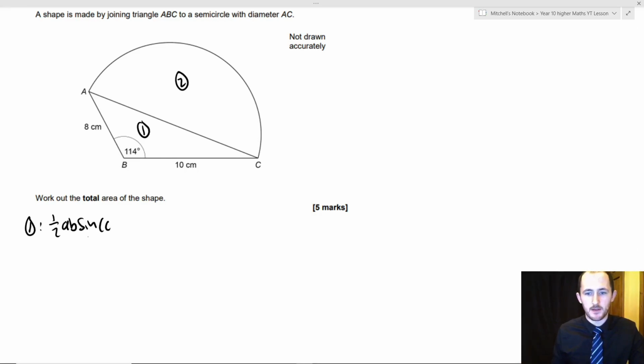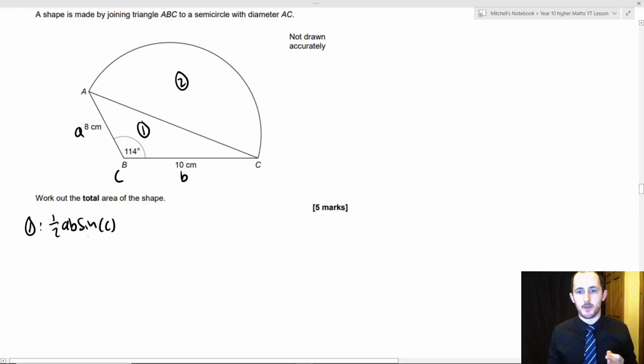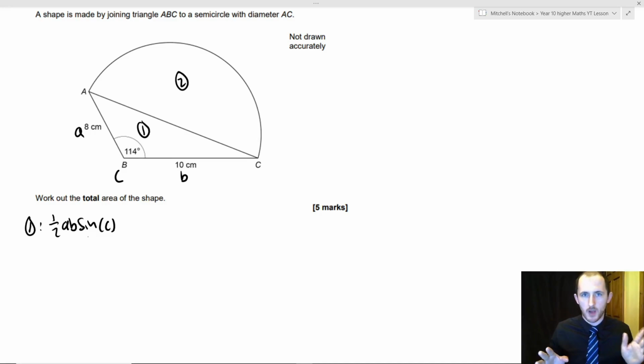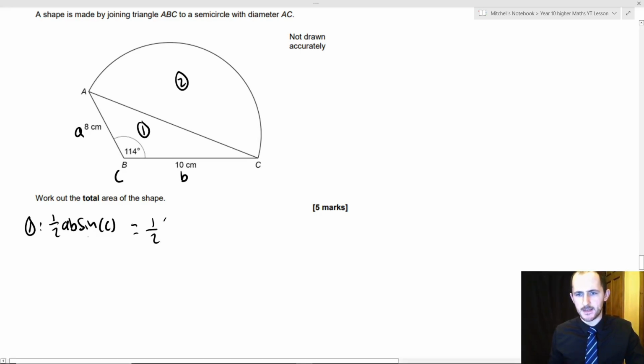You might be wondering, what on earth is A, B, and C? Well, A and B are two sides, and C is the angle between them, okay? So if you want to work out the area of any triangle, you need two sides and the angle between them. That's it. It doesn't matter what you call each one, right? You just need two sides and the angle between them. So if I just sub in what I know, it's a half, A is 8, B is 10, sine 114.